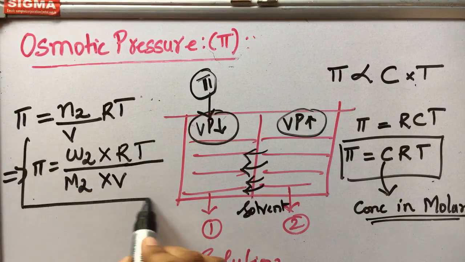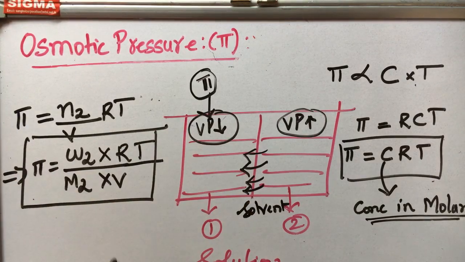Very, very important formula, students. To solve the problems, you need to remember this. Pi is equal to W2 into RT divided by M2 into V. I told you a shortcut to remember: osmotic pressure, pi is equal to cathode ray tube. It is not actually cathode ray tube, it is a shortcut to remember. So C is the concentration in molarity, R is the universal gas constant, T is temperature.